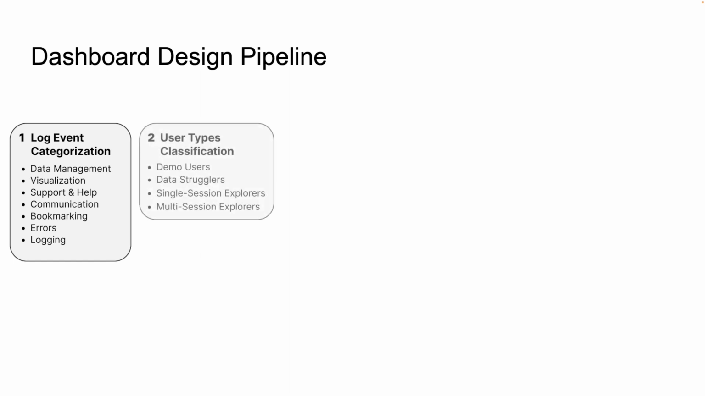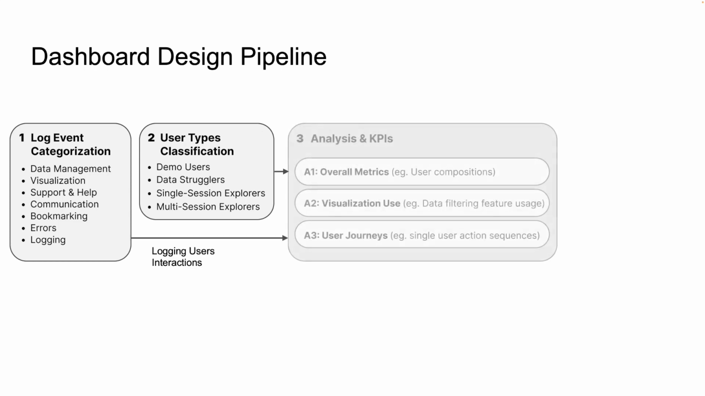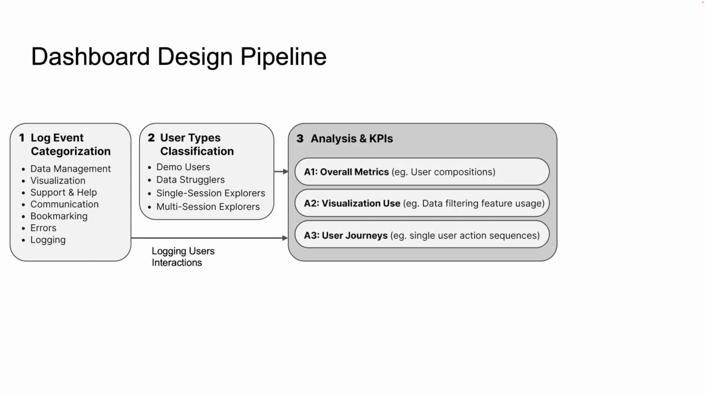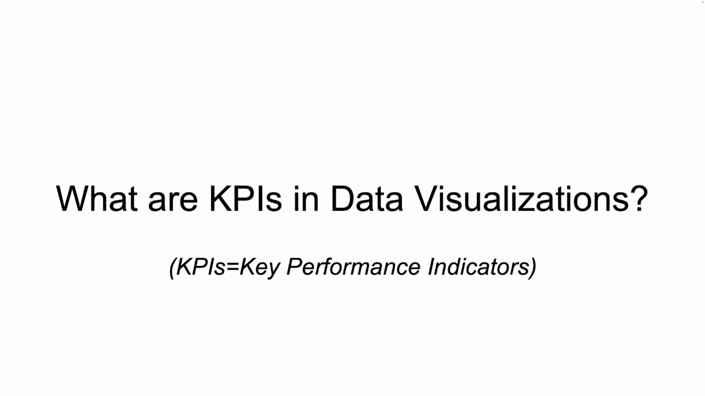So we added user types to the pipeline and we used those two classifications as an input to the analysis process. In the analysis process, we started by determining the metrics we needed to understand the tool, the visualizations, and the user. This took us a step ahead to think about how to make those metrics more concise and let us think about the KPIs and visualization tools. So what are the KPIs in data visualizations?